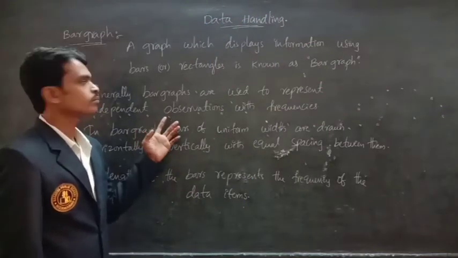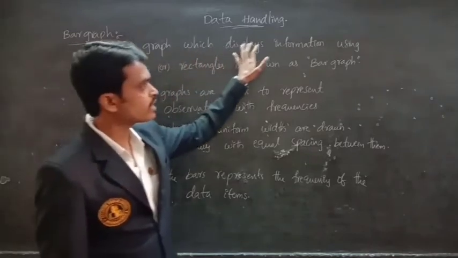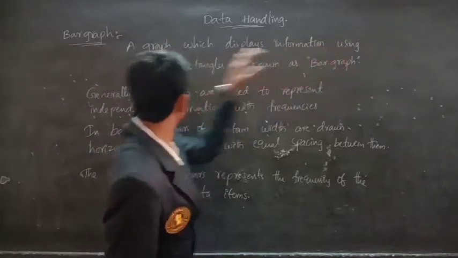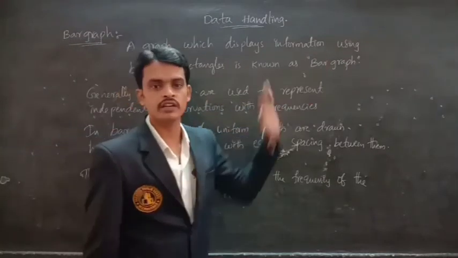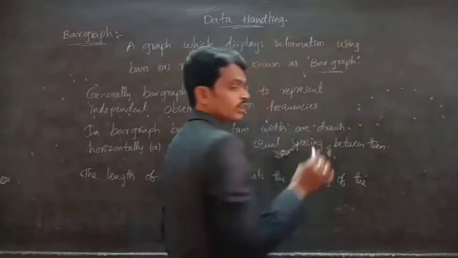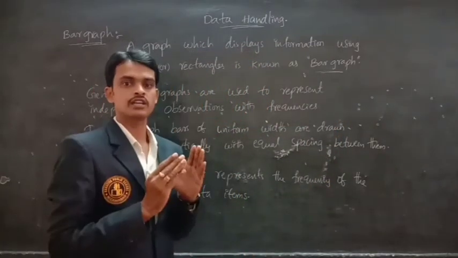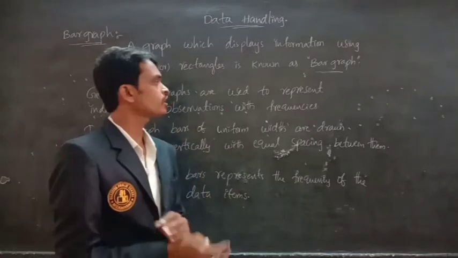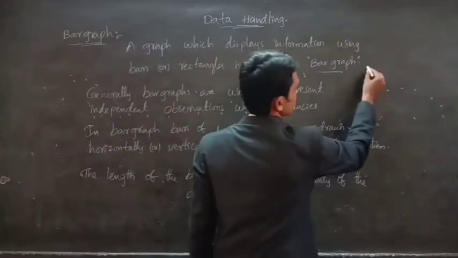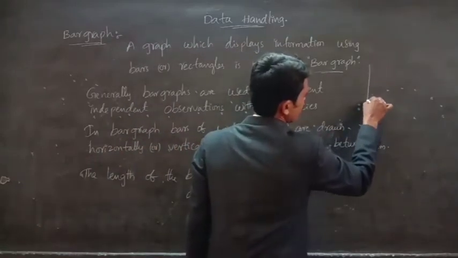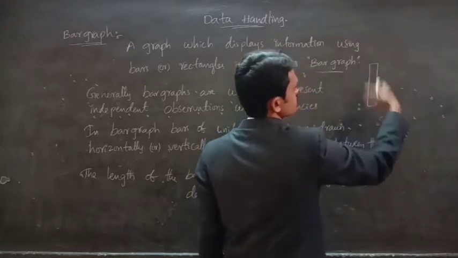Let us discuss about the bar graph. A graph which displays the information using bars or rectangles is known as a bar graph. So like this, the given information we are displaying as bars, as rectangles, on the graph.